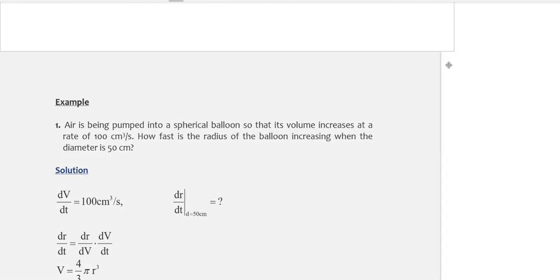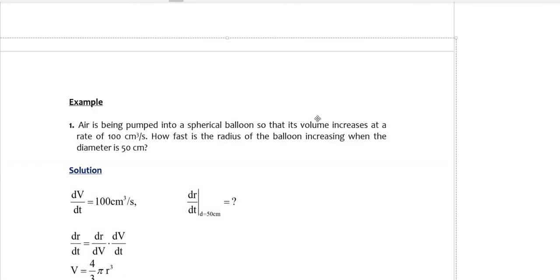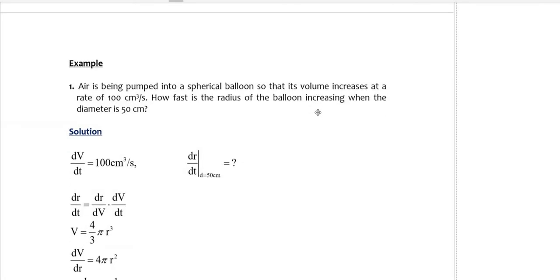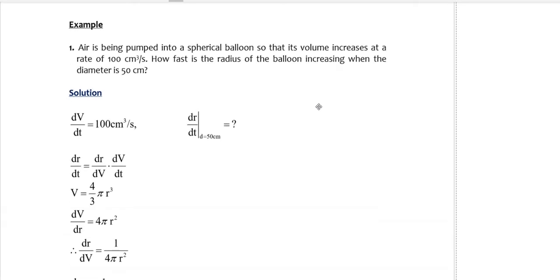The example here is: air is being pumped into a spherical balloon so that its volume increases at a rate of 100 cm³ per second. How fast is the radius of the balloon increasing when the diameter is 50 cm? Extract the information first. As you can see here, air is being pumped into a spherical balloon. That means being pumped in is positive, because the balloon will get bigger and bigger.